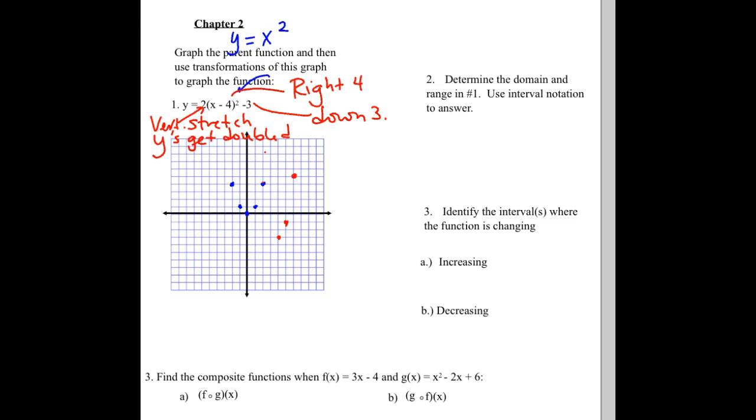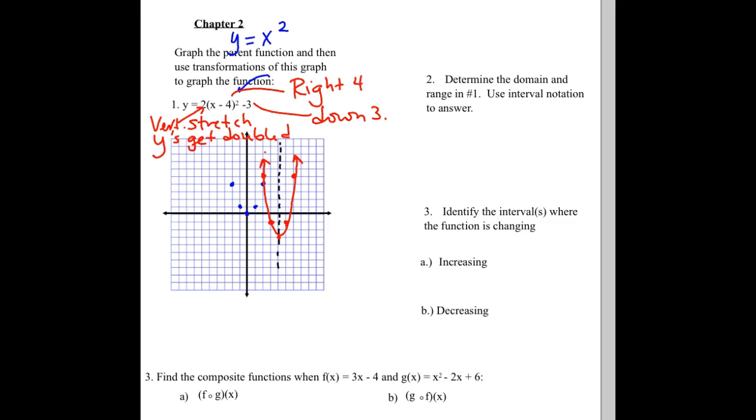And then we can do the same with the other points, or we could look at that line of symmetry and just use the fact that both sides have to be symmetric to get our other 2 points here. And draw it in. And because there was a 2 in front, it should look narrower than the parent function, and this one does.